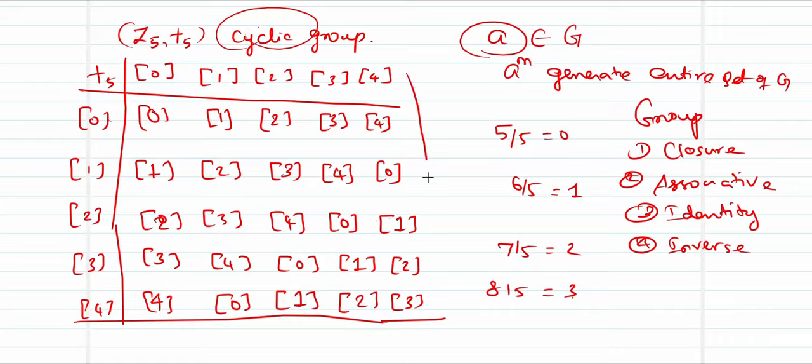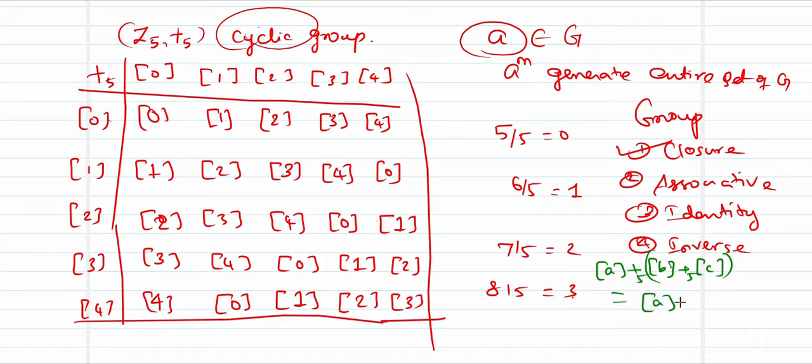About closure, I see that this table is filled with only these 5 elements 0, 1, 2, 3 and 4 and not with any other element, in which case it is closed. What do we mean by associative law? Associative law is such that A plus B plus C, this addition combination, is the same as A plus (B plus C). Everywhere it is addition modulo 5.